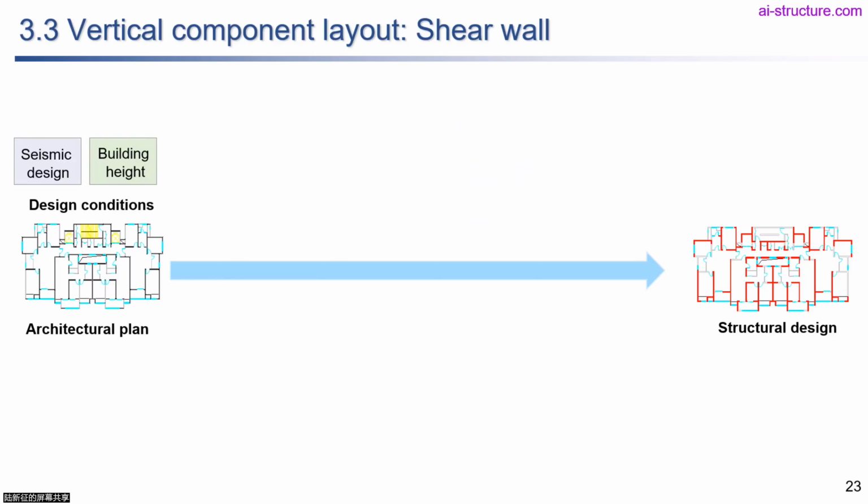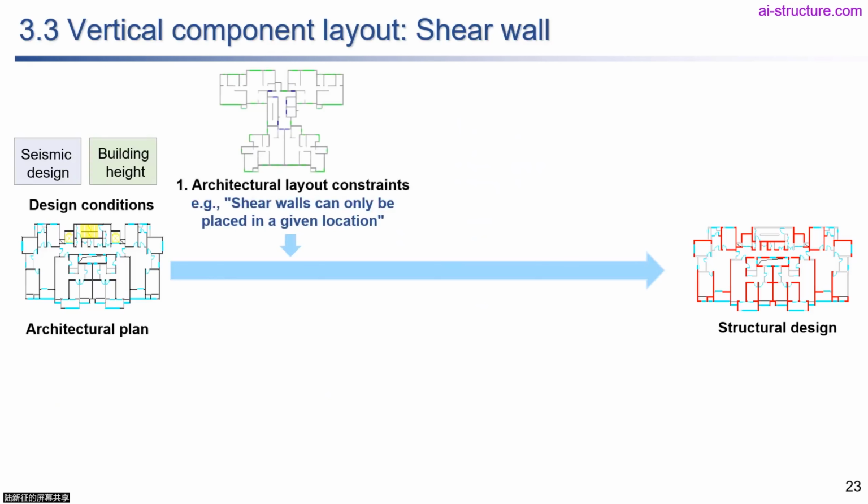Firstly, the engineer gets the design requirement. For example, the layout of architecture, such as the floor plan, and also the design condition, for example, the seismic design load of that area. For the first step, the engineer will lay out the shear wall located in the position that the architecture permits them to. For example, they cannot lay out a shear wall in the middle of the room.